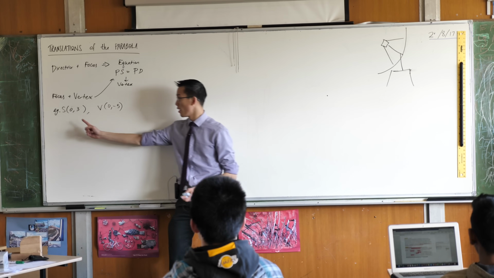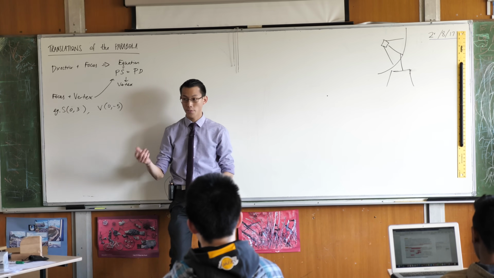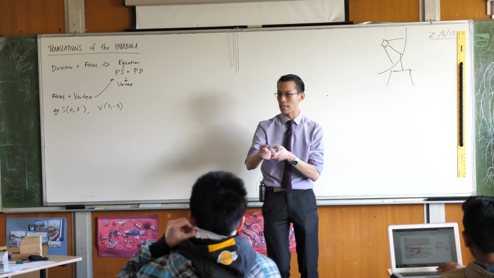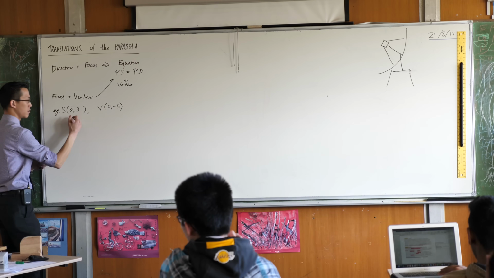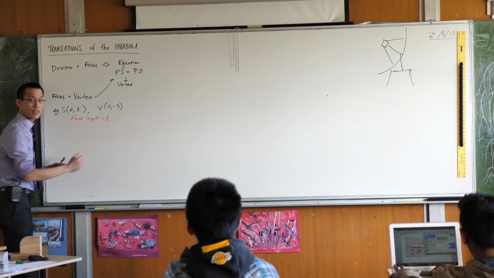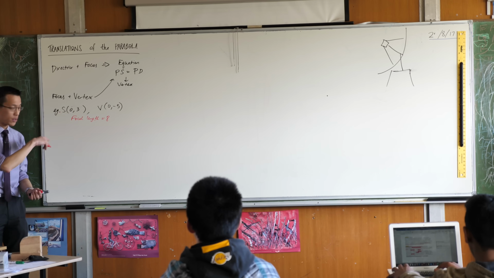Yeah, very good. So from here to here, right away you know what the focal length is, right? Because it is the distance between the focus and the vertex. What is it, the focal length? It's going to be 8. So this is our a, right? This is the value of a.